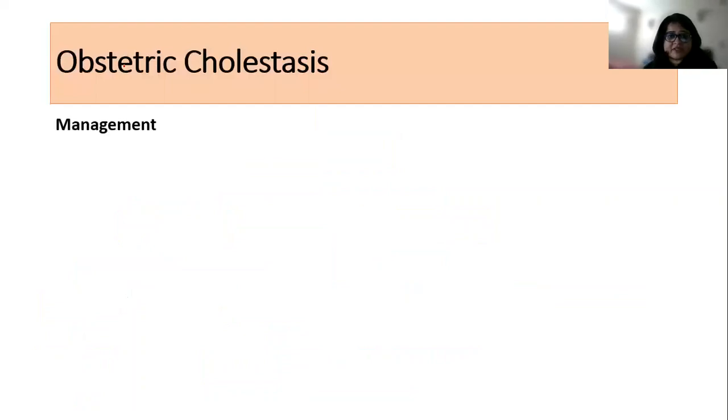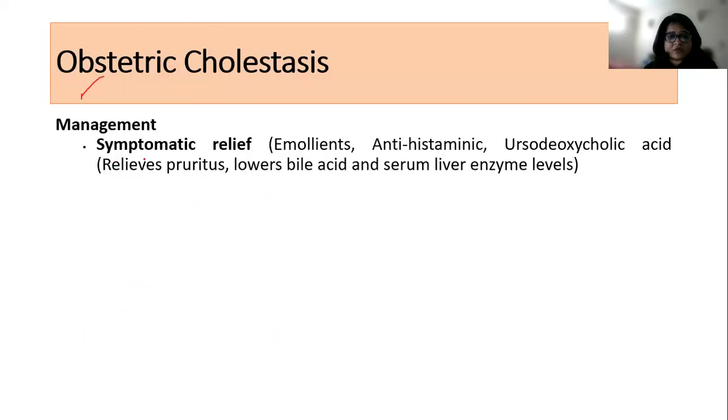Okay, next topic, easy topic, obstetric cholestasis. What do we do? We give symptomatic relief. What is the risk of obstetric cholestasis? We are worried about sudden intrauterine death. Why? Because bile acids are increased in the blood, and this can cause vasospasm of the umbilical artery, and sudden IUD can happen.